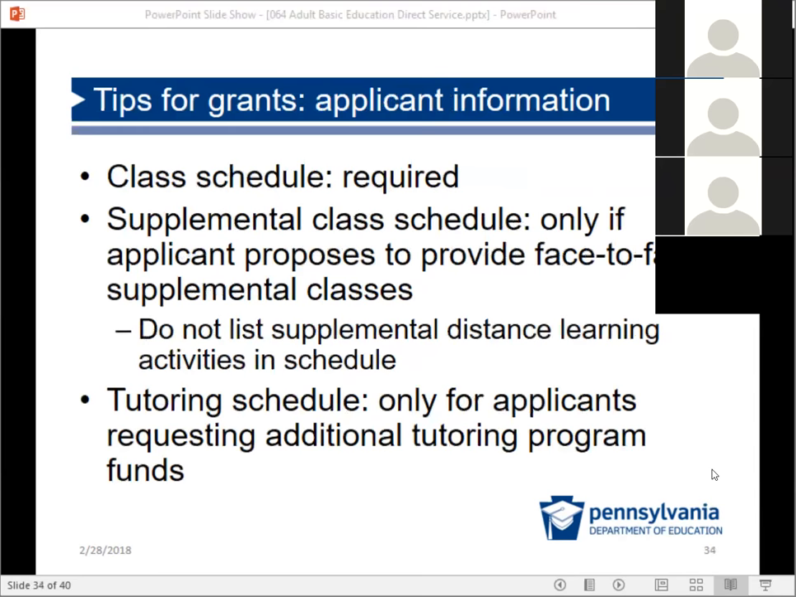All applicants must complete the class schedule section. Applicants should use the supplemental class section only if they are planning to provide supplemental face-to-face classes as defined in section 403.3 of the Adult Education and Family Literacy Guidelines. Do not list supplemental distance learning opportunities in the schedule. The tutoring schedule should only be completed by agencies that are applying for the additional optional tutoring program funds.